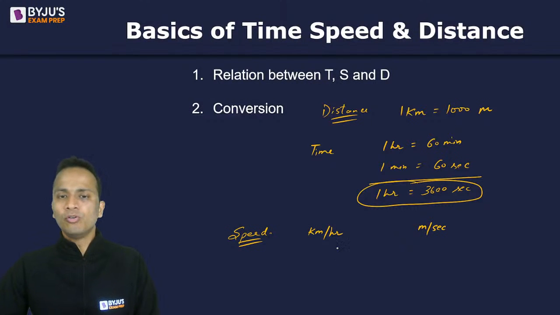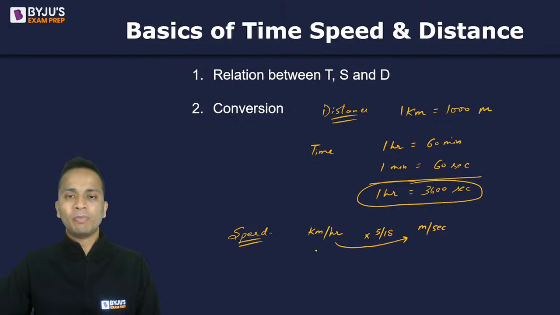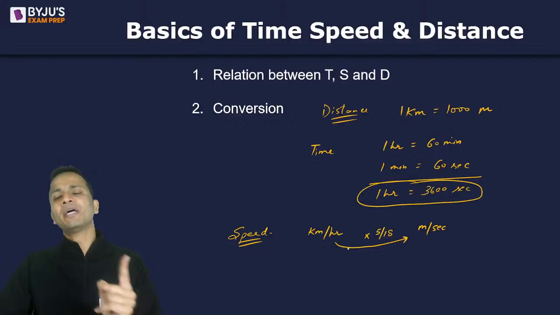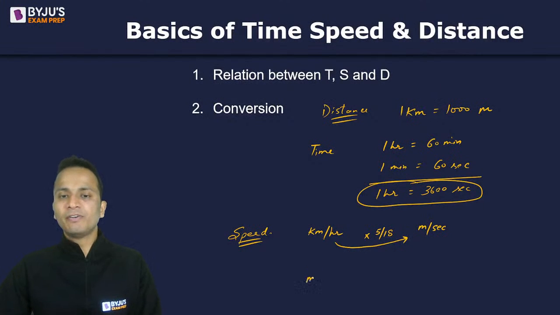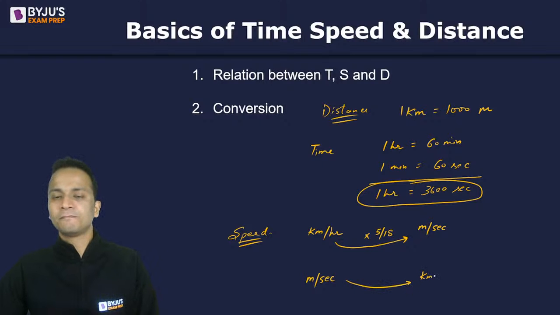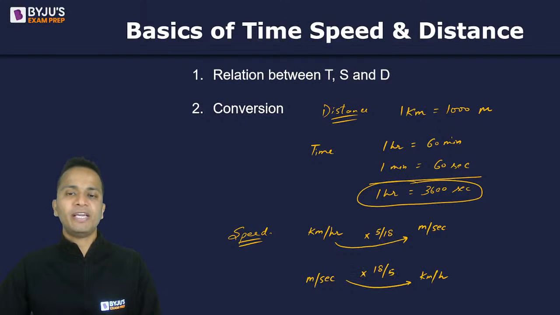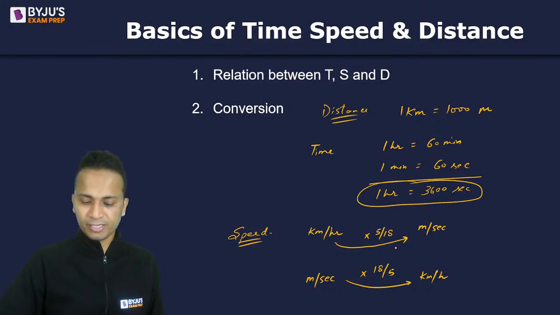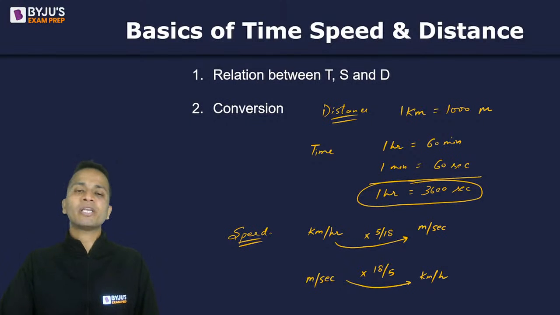Okay, so from kilometer per hour to meter per second, if you want to go, then multiply by 5 by 18. So multiply by 5 by 18 from kilometer per hour to meter per second. Vice versa, from meter per second to kilometer per hour, you can multiply by 18 upon 5. Okay, so this is how you can convert from one unit of speed to another, kilometer per hour to meter per second and vice versa.